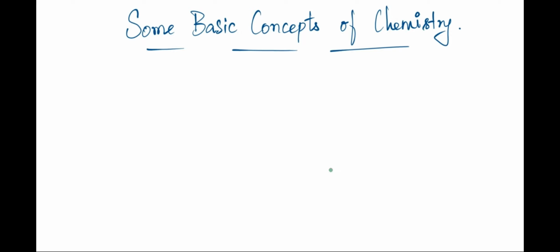JEE. First of all, this chapter starts with the basic terminologies like elements, compounds, atoms, molecules, atomic weight, molecular weight, and so on. Since this is a crash course, I'm not going to concentrate much on the basic terminologies because I know you have already mastered them. So let's start with the important topics, which is relative atomic mass.